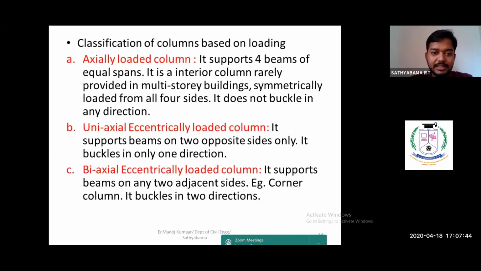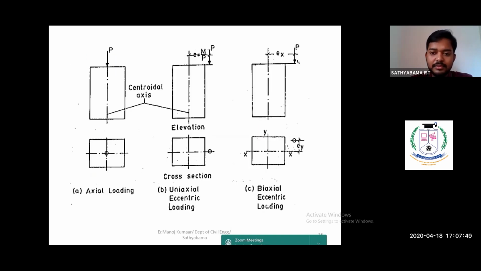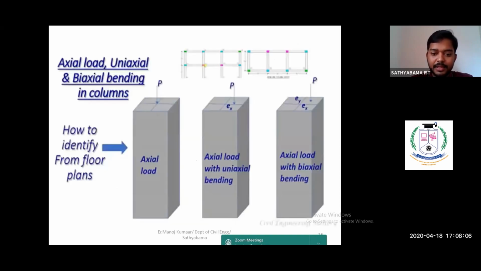We were designing the axially loaded column from the previous class. Eccentricity is the distance between the load and the CG of the column, and it is measured in both directions in case of biaxial eccentric loading, that is EX as well as EY. In case of axially loaded column with uniaxial bending, we have only EX, EY will be 0. And in case of axial load, there is no eccentricity, EX and EY will not be there.